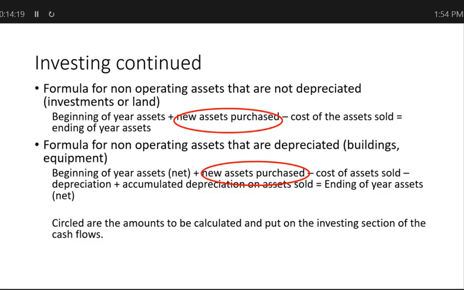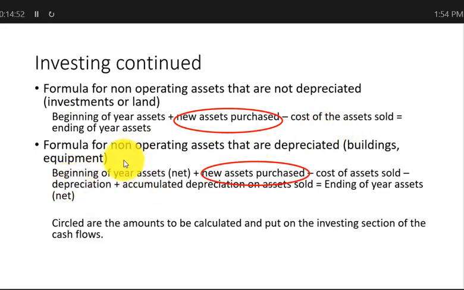So you would know the beginning of the year assets and the ending assets from the balance sheet. What you wouldn't know necessarily is these two, unless we went and investigated or were told one of the two of those. So if I told you this, you could figure out what that is, because you would know this and this. And as long as you know three of them, you can calculate the fourth.